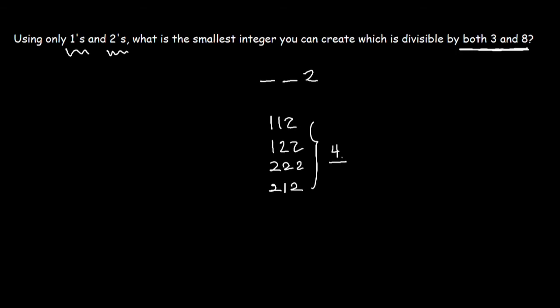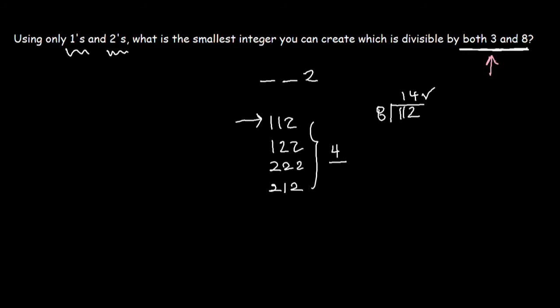Well, let's go ahead and try 112. This is the first number we're going to look at. This number is divisible by 8, because 112 divided by 8 is going to be 14. So we know that that number does go into 112. But the unfortunate news is that it's not divisible by 3.